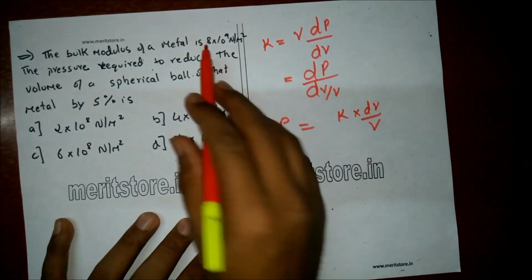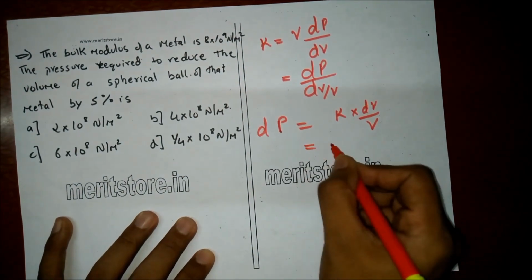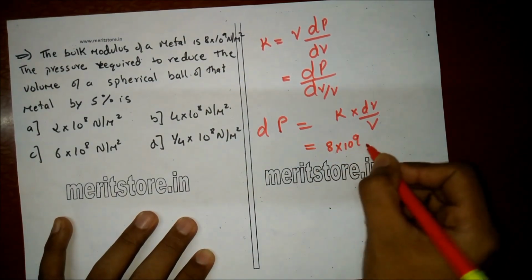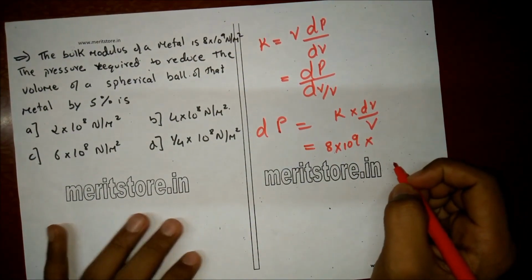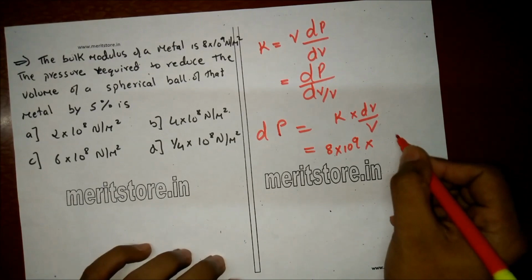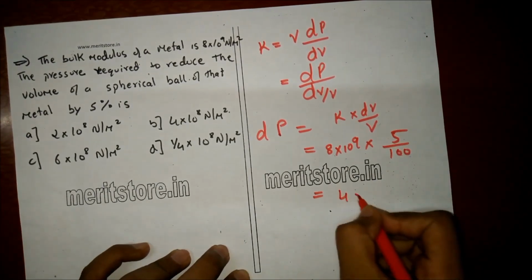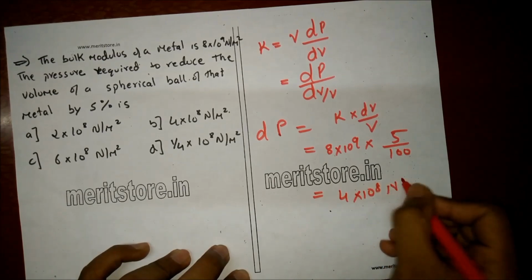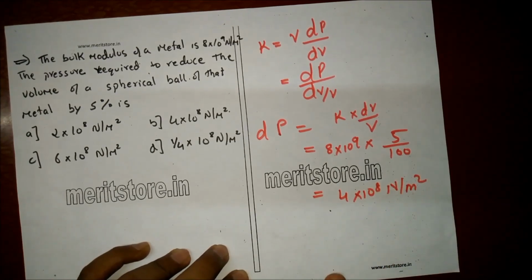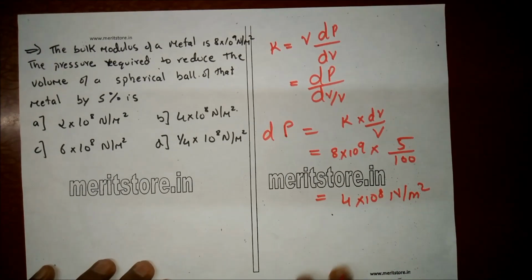Now K is given as 8 into 10 raised to 9, and the change in the volume is given by 5%, which is equal to 5 upon 100, so the pressure will be equal to 4 into 10 raised to 8 Newton per meter square. Therefore, here the correct answer will be option B.